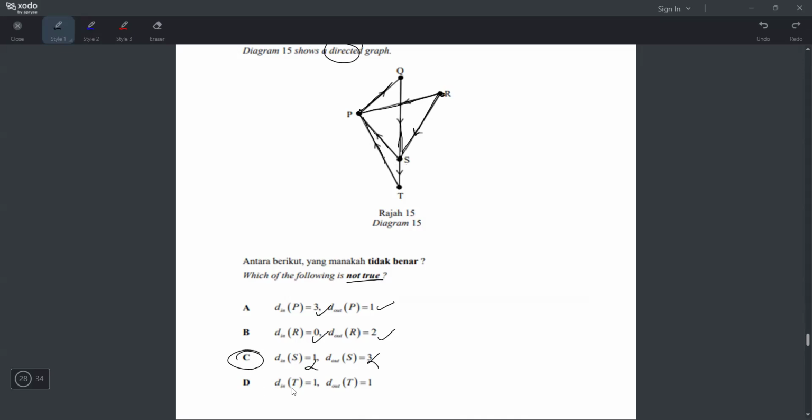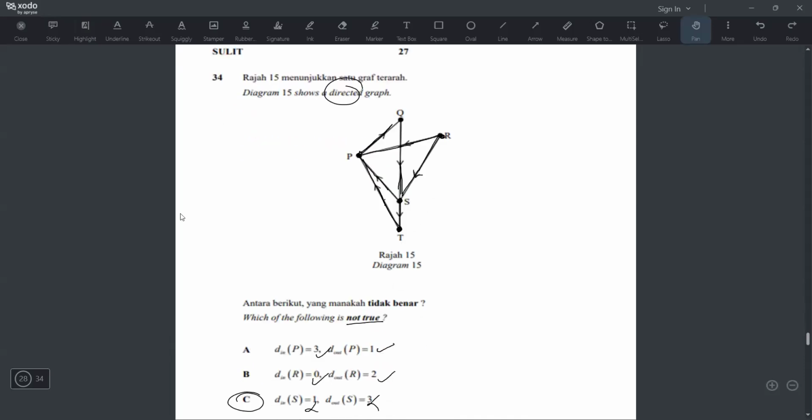Okay, so D, what about D? D is not the answer, but let's check also. Degree in T is 1, degree out T is 1. Is it correct? Let's go and T. Betul lah. 1 going in T, 1 going out T. So yeah, this is correct. So they're asking which one is not true. So C is not true. C is the answer.